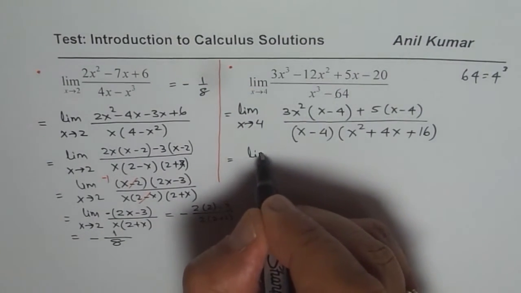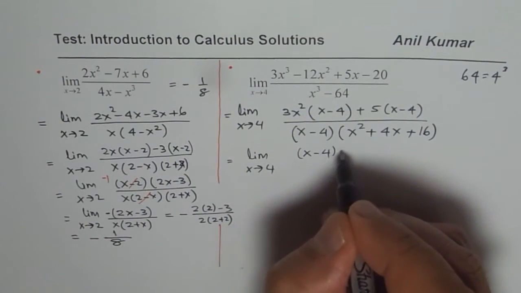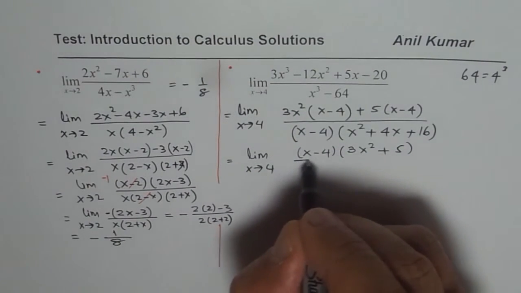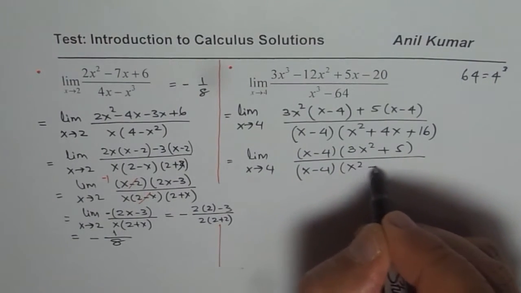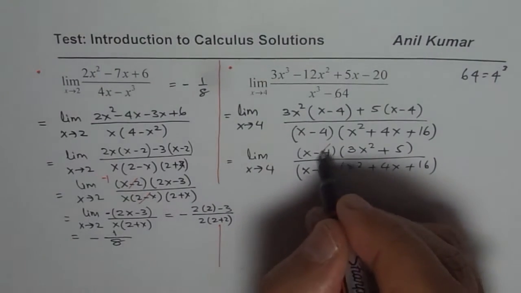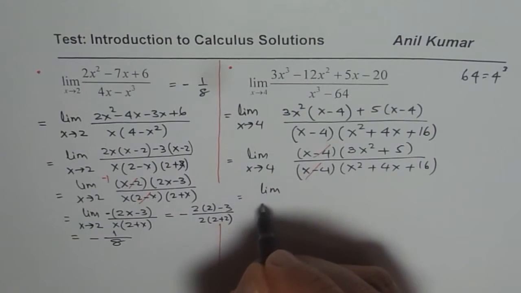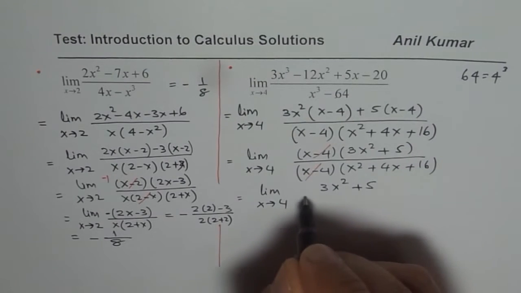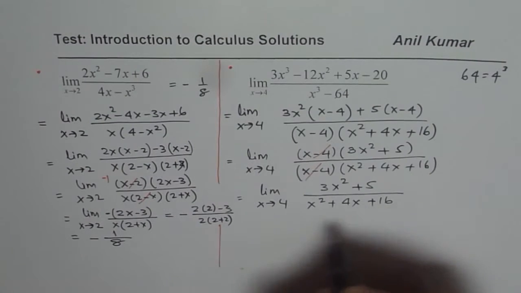And now let's continue. Limit x approaches 4. x minus 4 is a common factor as expected. We got that factor. 3x squared plus 5 in the numerator is the second factor. So we have x minus 4 times x squared plus 4x plus 16. Now we can cancel the common factors and substitute 4. So we have limit x approaches 4, 3x squared plus 5 in the numerator, and x squared plus 4x plus 16 in the denominator.